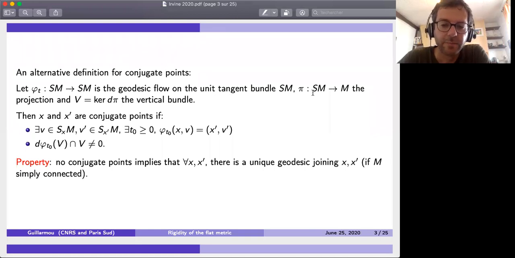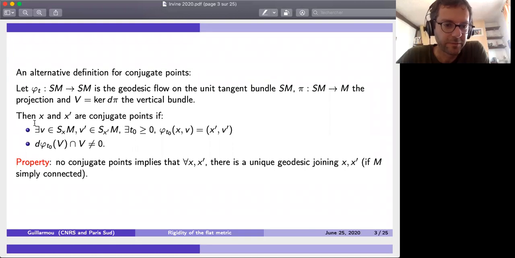I will denote by pi the base projection. When you have a fibration like this, you can define a vertical bundle. The vertical bundle is just the kernel of the differential of pi. So the fibers in the vertical bundle are just tangent to the spheres.